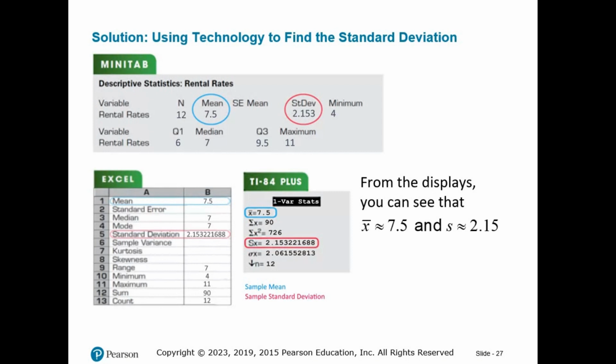X bar, or the sample mean, is about 7.5, and lowercase s for our purposes, but capital S sub x on the calculator for sample standard deviation is about 2.15. If you use the down arrow button a few times, you see this calculator gives you the median, the min, the max, as well as some other figures we'll be going over later. This is a very powerful tool. Keep the instructions for how to access this handy.